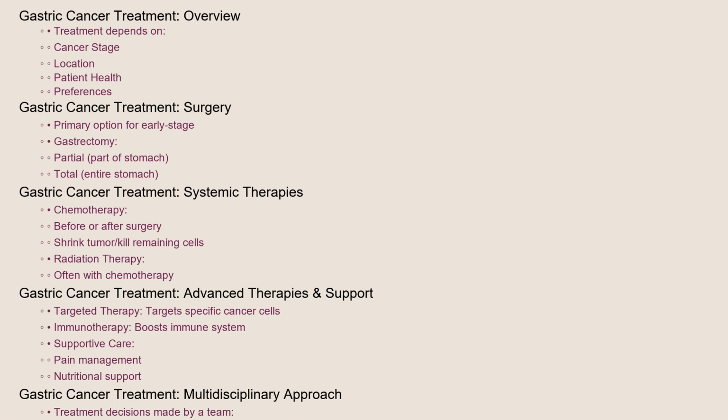Chemotherapy, using drugs to kill cancer cells, is frequently used before or after surgery to shrink the tumor or eliminate any remaining cancer cells. Radiation therapy, using high-energy rays to kill cancer cells, may also be used in combination with chemotherapy. Targeted therapy, using drugs that specifically target cancer cells, and immunotherapy, which boosts the body's immune system to fight cancer, are newer treatment options that may be effective in certain cases. Supportive care, including pain management and nutritional support, is also an important part of the treatment plan. Treatment decisions are typically made by a multidisciplinary team of doctors, including surgeons, oncologists, and radiation oncologists, working together to provide the best possible care.